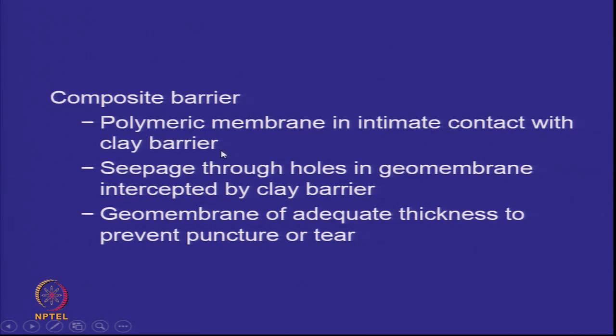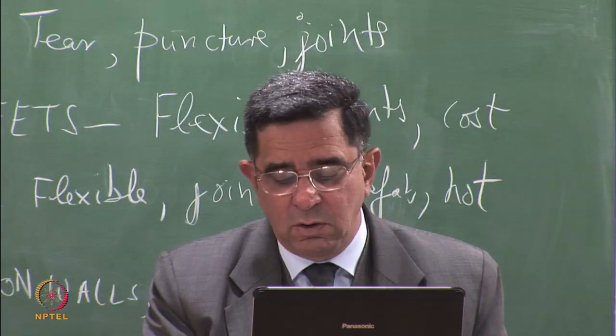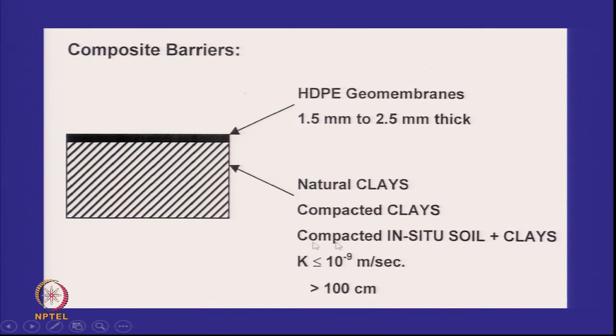That's the liner that we use. There may be some holes in the geomembrane, but the moment there are holes in the geomembrane, they'll be stopped by the clay. And try and use a geomembrane of significant thickness to prevent puncture or tear. But even despite that, you get punctures or tears in the field. So let me first come here. This is what the composite barrier is.